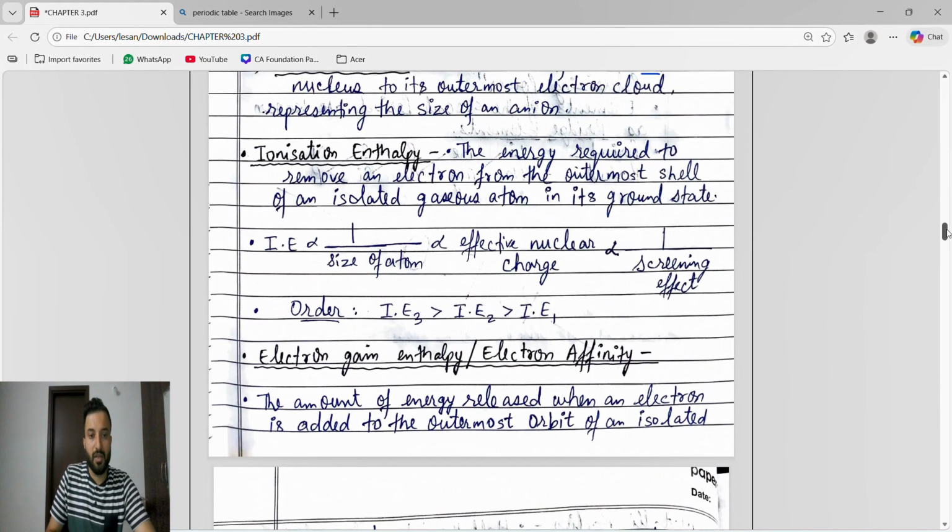Ionic radius is done. We have understood the radius. Now ionization enthalpy. We know the basic definition: the energy required to remove an electron from the outermost shell of an isolated gaseous atom in its ground state. We will remove the outer electron from the outermost shell in the ground state, so that's why it becomes very easy to remove.